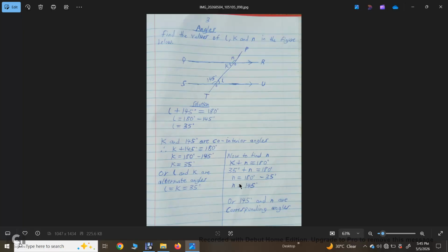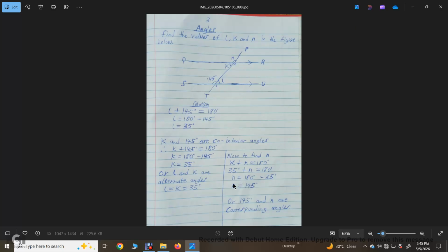Now the last part, N. To find N, K plus N is equal to 180 degrees, because they are on a straight line. This is the straight line. K plus N is equal to 180 degrees. Now K is 35 degrees, so you put it into the equation. It becomes 35 degrees plus N is equal to 180 degrees.